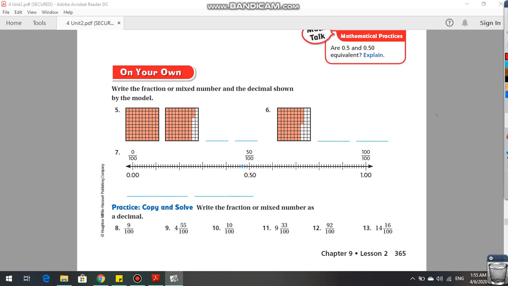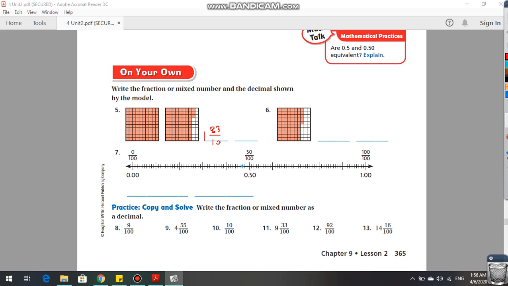Now guys, I need you to solve number 5, 6, and 7, and then check your answers with me. He wants me to write the fraction or mixed number and a decimal shown by the model. Okay, he wants me to write the fraction and the mixed number. So first here, if you noticed, I have 1 as a whole. And I have here how many parts? Look, 10, 20, 30, 40, 50, 60, 70, 80, 81, 82, 83 over 100.